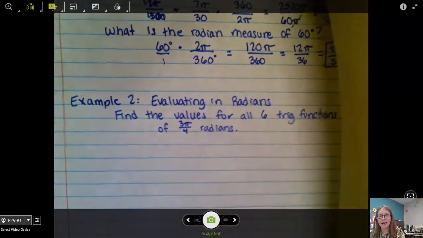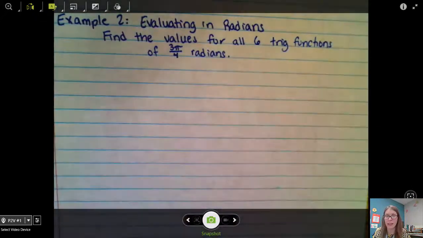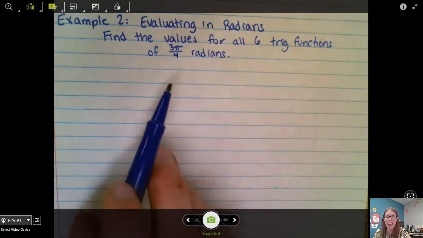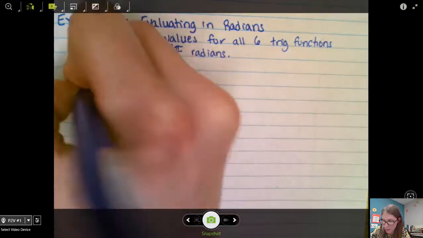Now to find those 6 trig function values, I do not want to convert this angle to degrees. I do not want to convert from radians to degrees here. What I want to do is try to figure out what this 3 pi over 4 radian angle is going to look like. So we draw our coordinate plane, just like before.